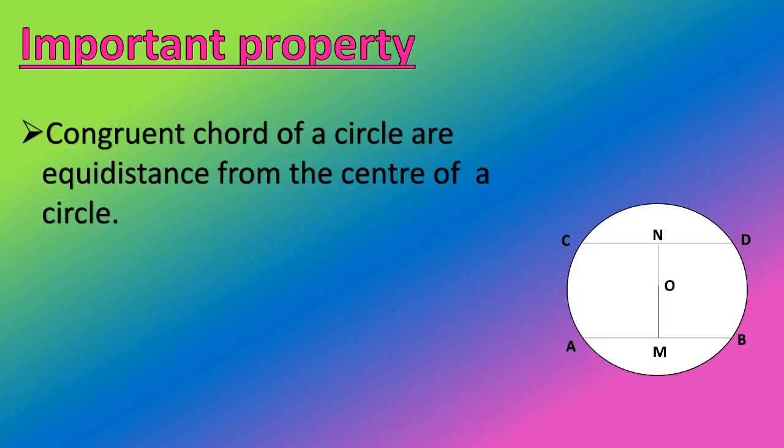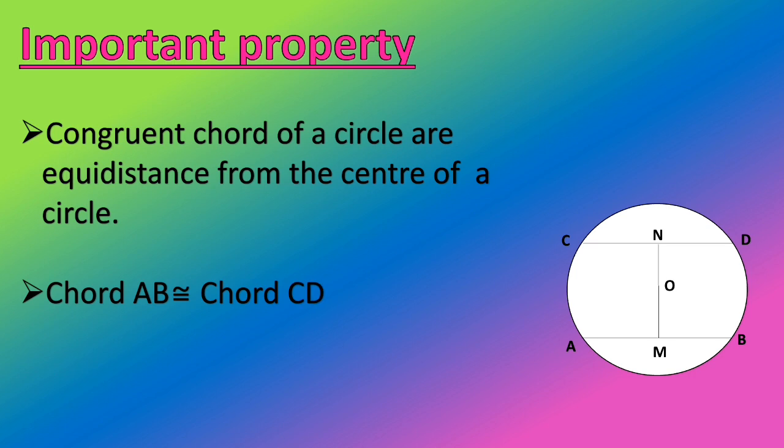Children, an important property: congruent chords of a circle are equidistant from the center of the circle. Here the chords are AB and CD. They both are congruent and they are equidistant from the center. It means the distance between the chord and the center O is equal, so ON is equal to OM. This is property number 1.